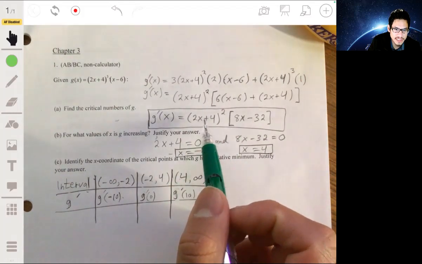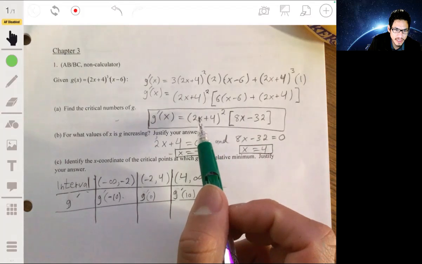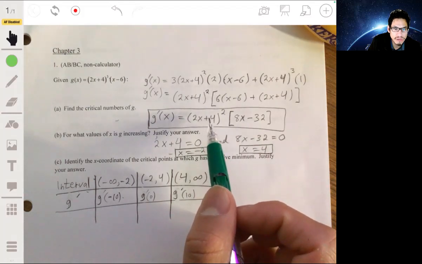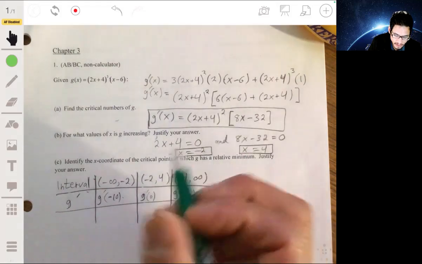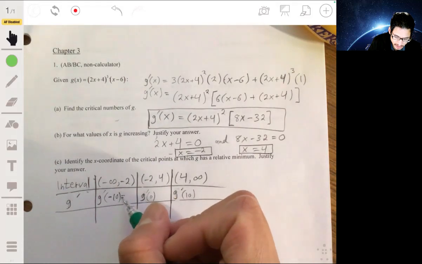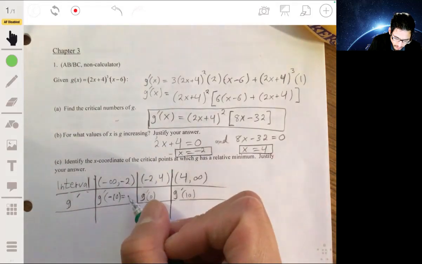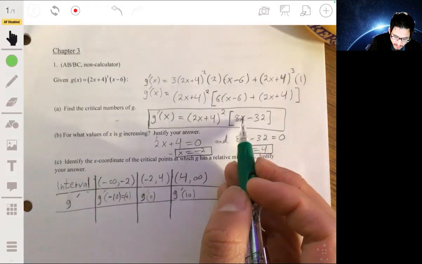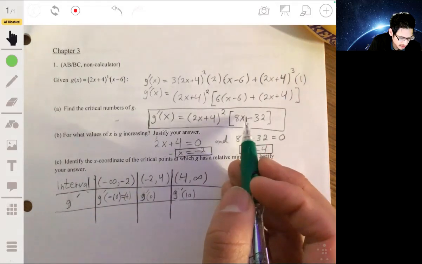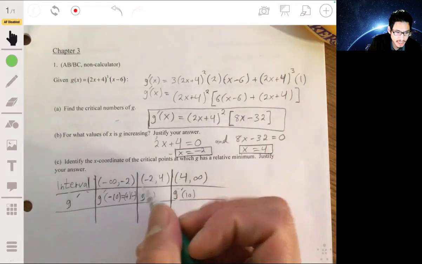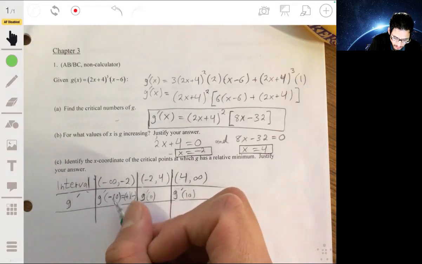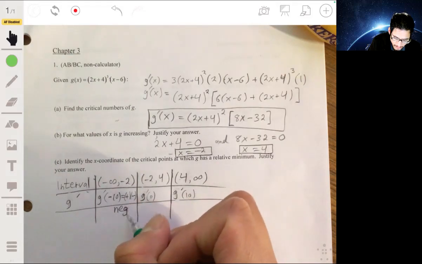So if we put -10 into here, we would get (-20 plus 4) squared, and any number squared will be positive. So you're going to have basically a positive number times -10, -80 minus 32, a negative number. So you're going to have a positive number times a negative number. And so the derivative is going to be negative.